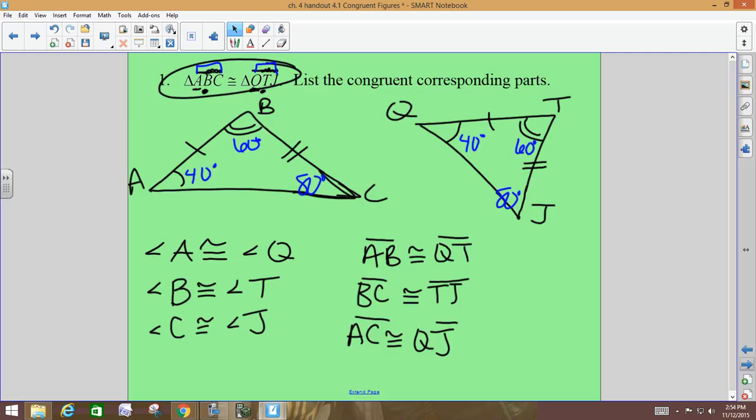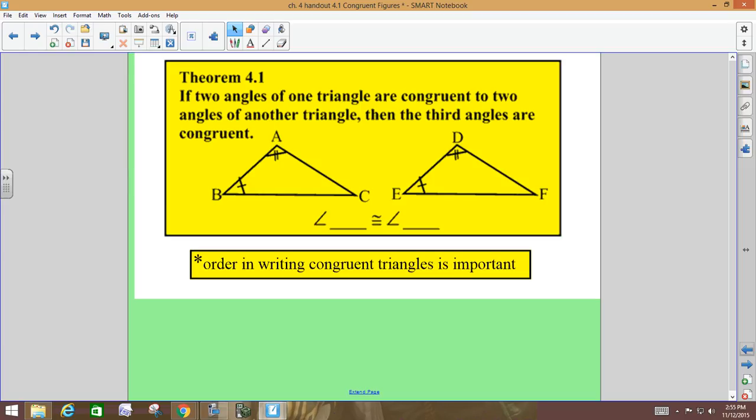If 2 angles, A and B, are congruent to 2 angles of another triangle, Q and T, then the third angles have to be congruent. That's your theorem above that. If 2 angles of one triangle, A and B, are congruent to 2 angles of another triangle, E and D, then the third angles have to be congruent, branching off your triangle sum theorem. Does that make sense how I just showed you on the other triangle? Yeah, Micah? Okay. So in your little blanks here, we'll say angle C is congruent to angle F. 2 angles of one triangle congruent to 2 angles of another triangle makes the third angles congruent.